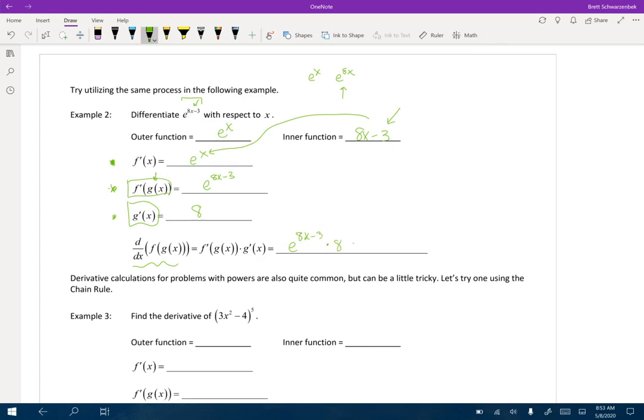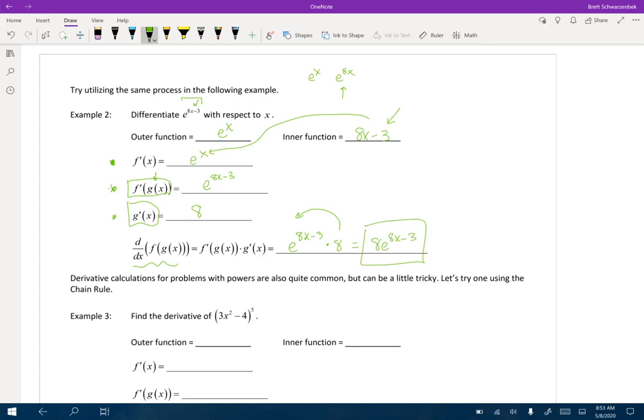Well, this one is not an or. This one you really need to change. You wouldn't write it this way. You would take the 8 and put it in front. So the derivative is 8e to the 8x minus 3 for our chain rule.